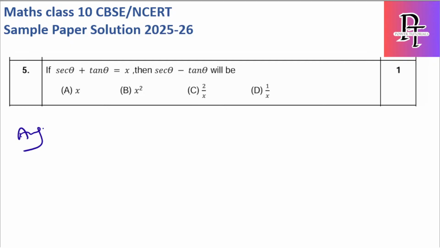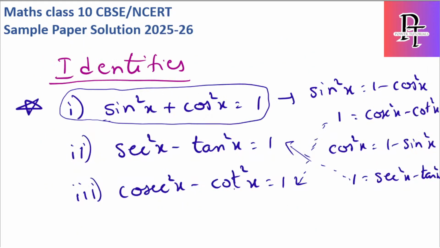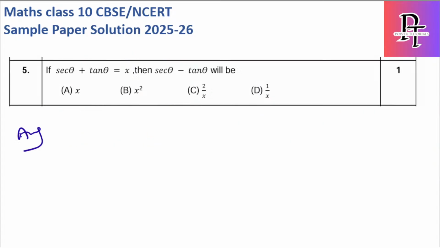Now let's continue. Given that secant theta plus tan theta is equal to x, they are asking us what secant theta minus tan theta will be. So we have to remember the second identity here. You have to use it, and then this question can be solved easily. What is the second identity? Secant square x minus tan square x is equal to 1. So I will write that equation first. Secant square x minus tan square x is equal to 1.